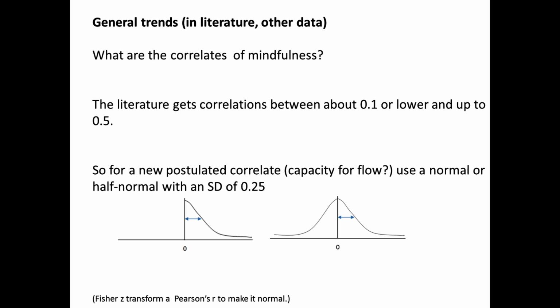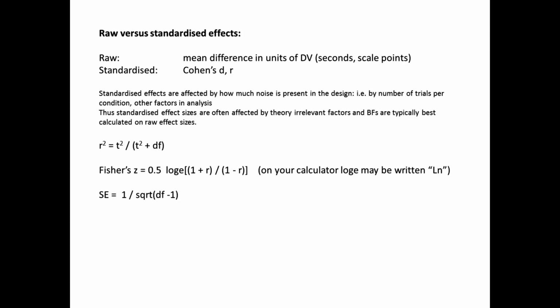Now, correlation in itself is not normally distributed. But Fisher came up with a way of making them normal, which is the Fisher Z transform. So the Fisher Z transform I've given here. And anyone who wants my slides, you're welcome to have them. And obviously it's on the recording as well.